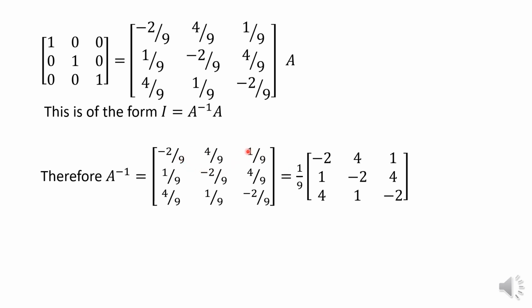You observe each and every element in the matrix. 1 by 9 is common. Am I right? Therefore, you take that 1 by 9 outside. So we get -2, 4, 1, 1, -2, 4 and so on. So this will be your inverse of that matrix. Can anybody guess what is this 9, and what is this matrix? Obviously, this matrix is the adjoint of the given matrix. And this number 9 represents the determinant of that matrix A. So adjoint by determinant. This is how we can find the inverse of a matrix using operations. Got it? Thank you.